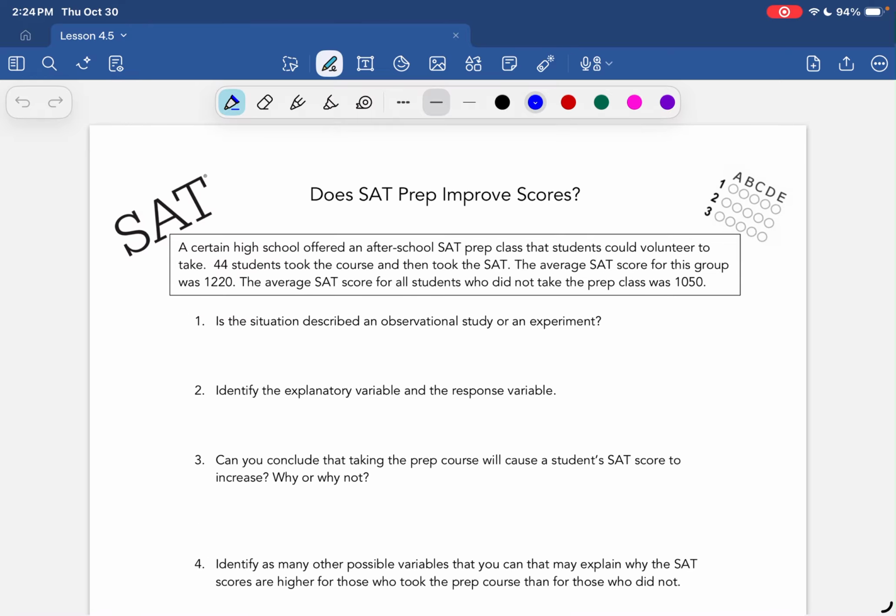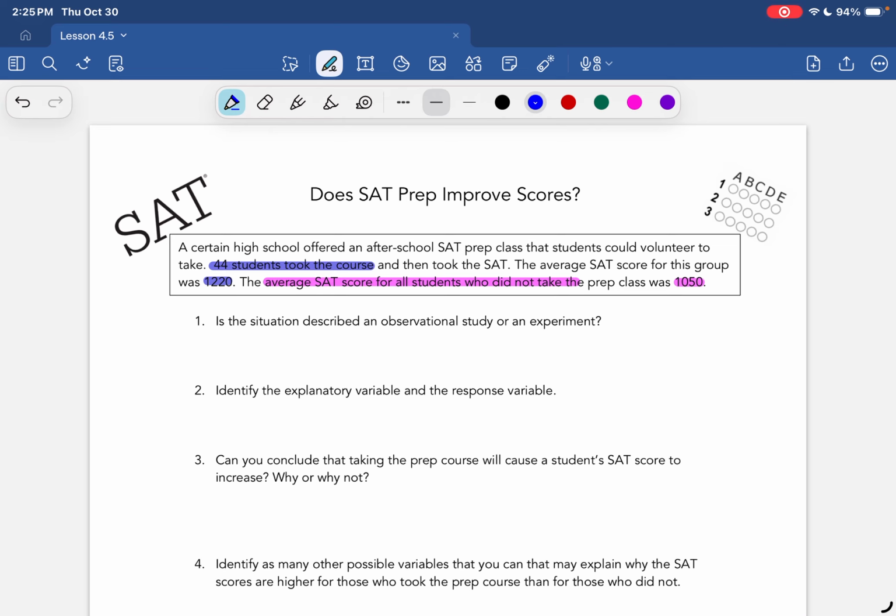So our whole scenario we're working with today: Does SAT prep improve scores? Specifically, your SAT score. A certain high school offered an after-school SAT prep class that students could volunteer to take. 44 students took the course and then took the SAT. The average SAT score for this group was 1,220. So again, that's for those that took this course. For the ones that didn't, the average SAT score for all students who did not take the prep class was 1,050.